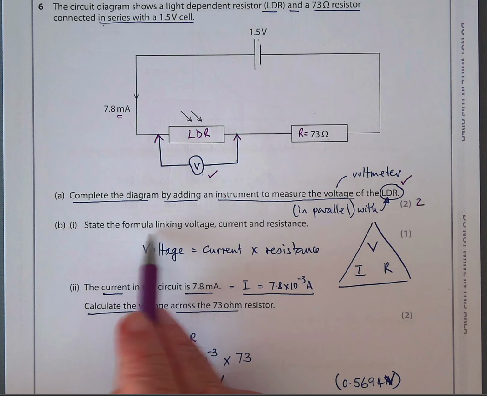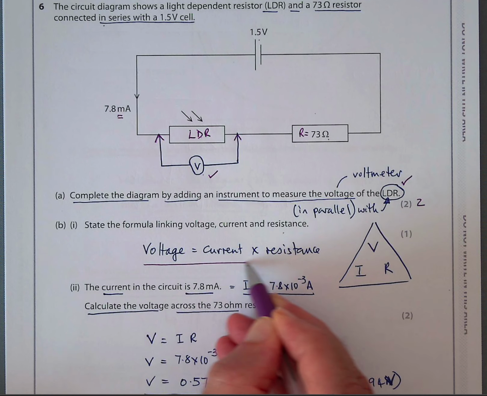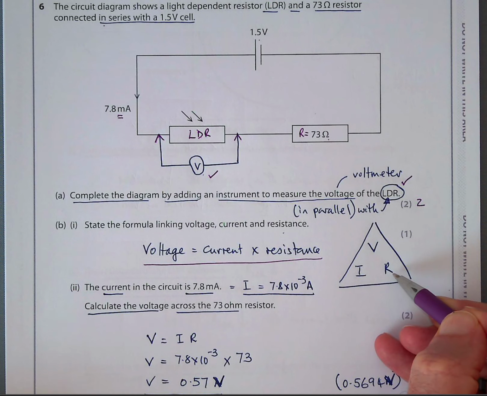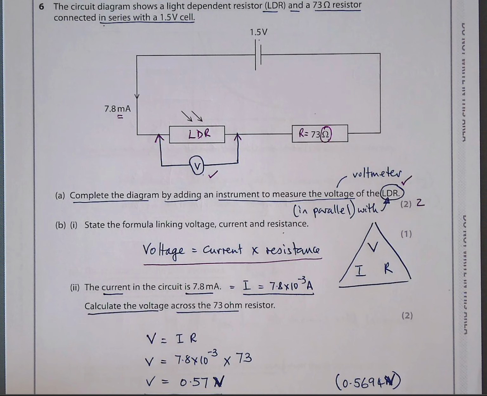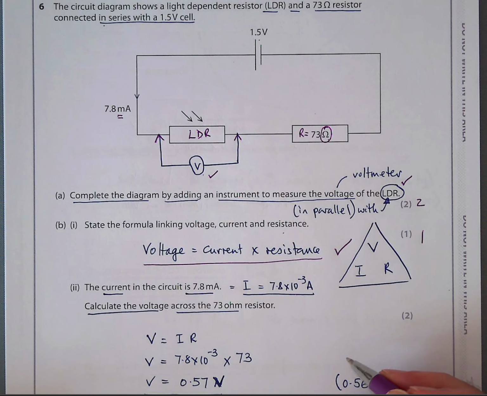State the formula linking voltage, current, and resistance. Ideally, you should write full word equations. Okay, symbols wise, V is voltage, I is current, and R is resistance. The unit for resistance is ohms. So you get 1 mark just for making sure you got the right equation written down.